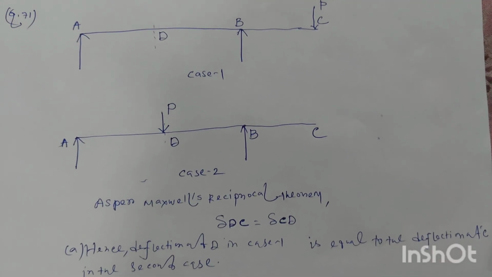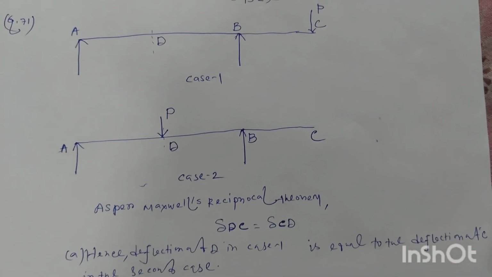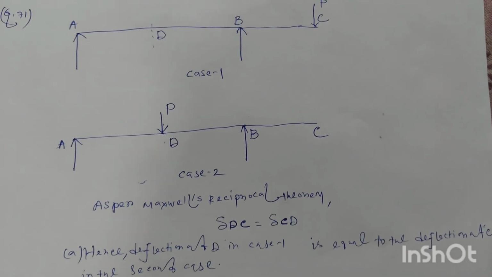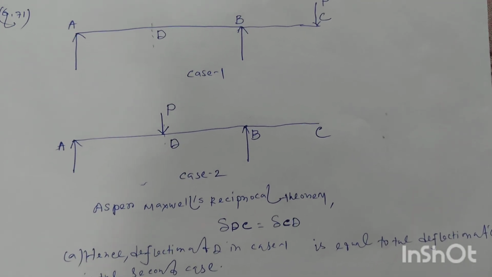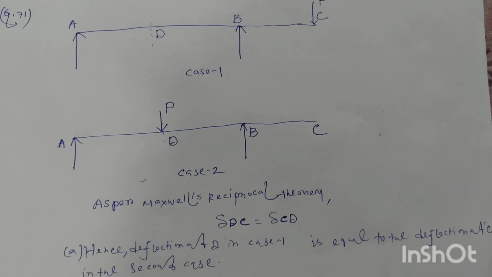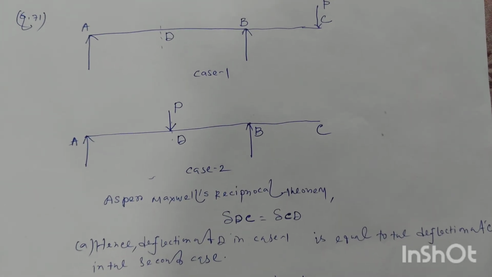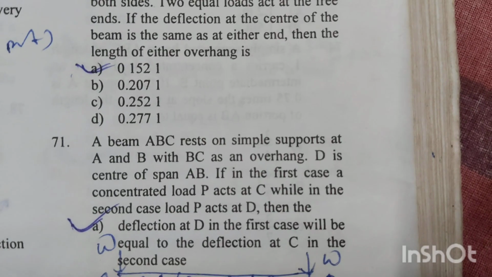That means deflection at point D due to point load at point C is equal to the deflection at point C due to the point load at point D. Hence, deflection at D in case 1 is equal to the deflection at C in the second case. A is the right answer.